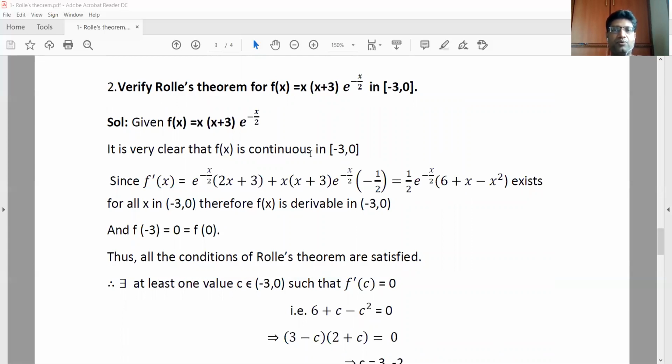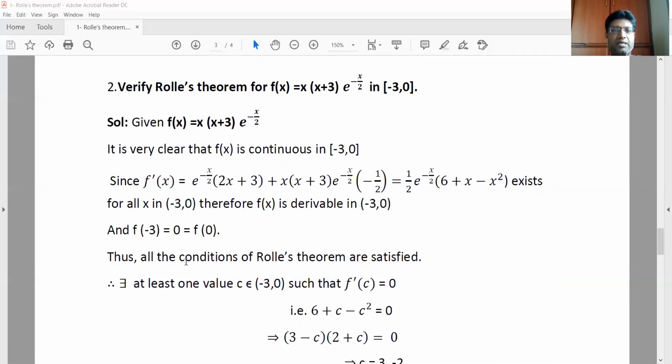Next, look at the value of the function at the endpoints. If you put x equals minus 3, clearly f of minus 3 is 0. If you put x equals 0, f of 0 is 0. Therefore, it is satisfying all three properties. Therefore, Rolle's theorem is satisfied here.